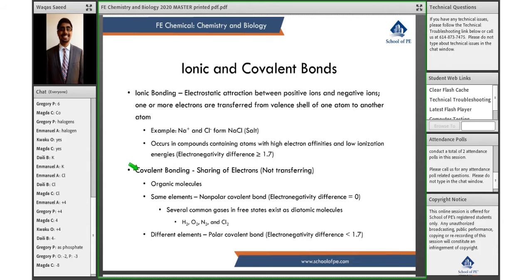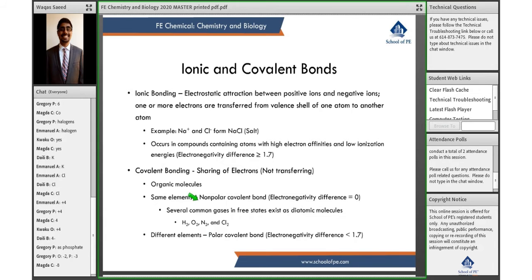So covalent bonding is different because it's not between positive and negative ions. It's usually between organic molecules, some of your organic elements like carbon, hydrogen, oxygen, nitrogen. And instead of transferring electrons, both elements or multiple elements in a compound are sharing electrons, so their electron shells are overlapping. So electrons are not moving from one shell to another. The shells are just overlapping and the electron is being shared. So in covalent bonding, you have nonpolar covalent bonds and polar covalent bonds.